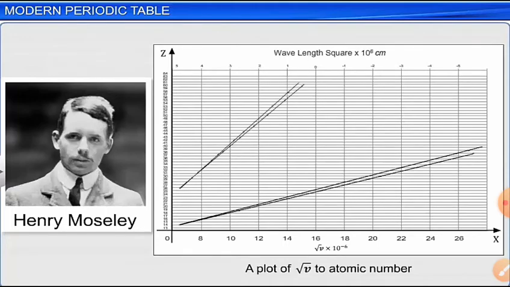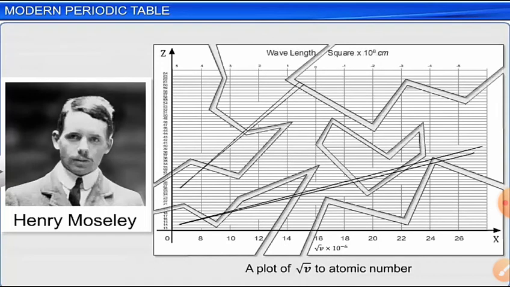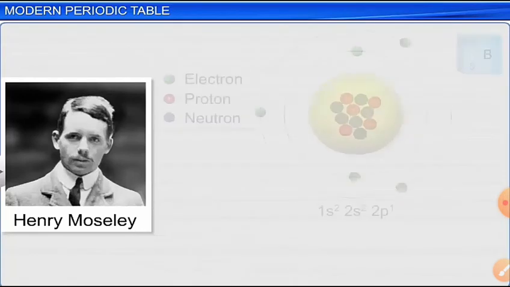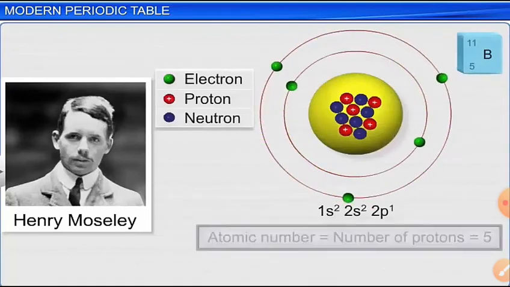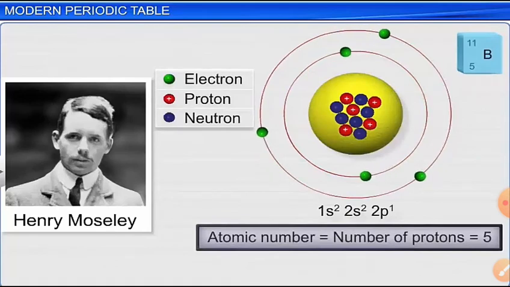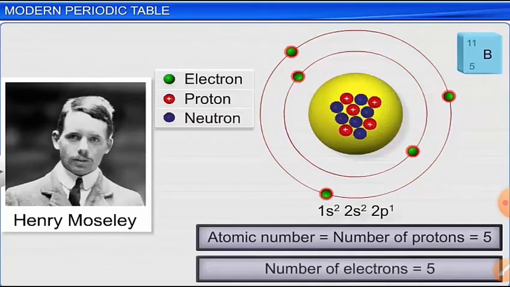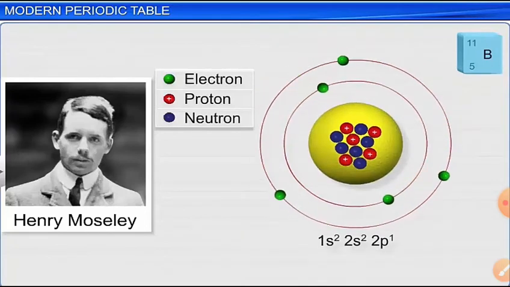So he plotted the graph and he came to know that the frequency varied according to the atomic number. Once we came to know about subatomic particles, Henry Moseley started to do X-ray work and gave the term atomic number, which is equal to the number of protons or number of electrons in a neutral atom. So the number of protons and electrons defines the atomic number, and Henry Moseley considered atomic number as the base to arrange the elements in the periodic table, not the atomic mass.